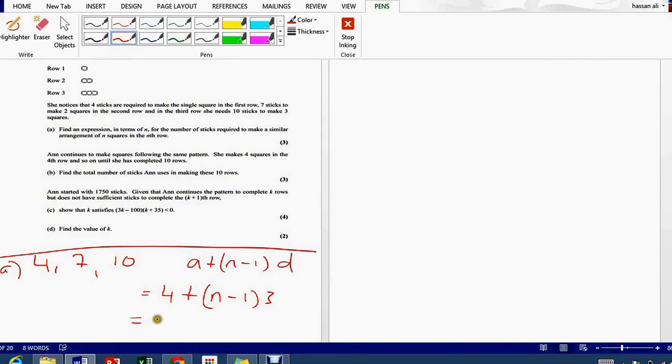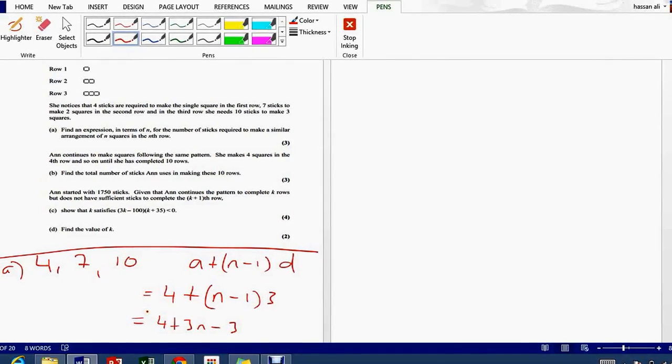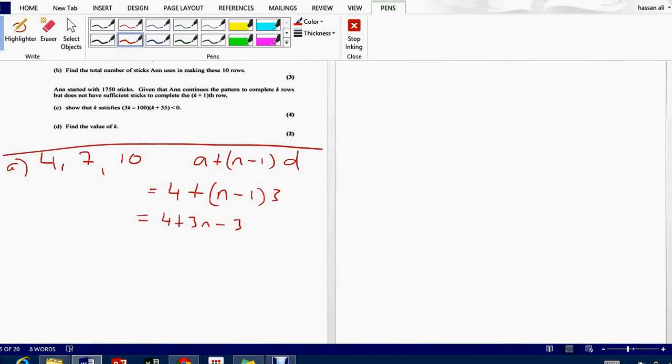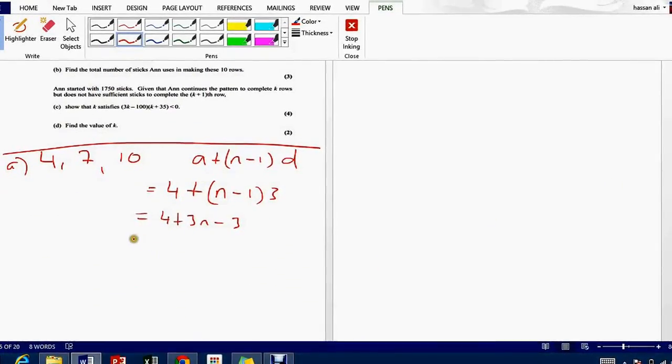Expand that bracket, so I've got 4 plus 3n minus 3, and if I simplify that, 4 minus 3 will give you 1 plus 3n.